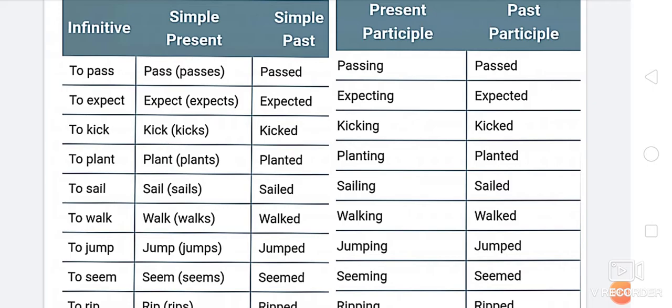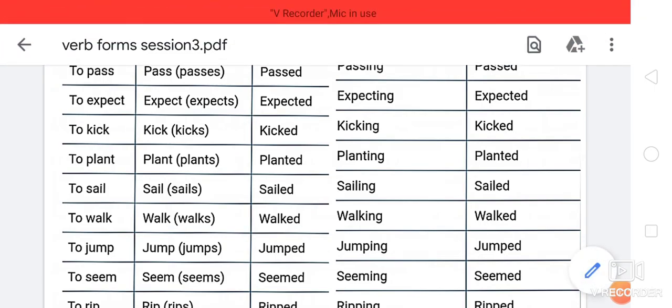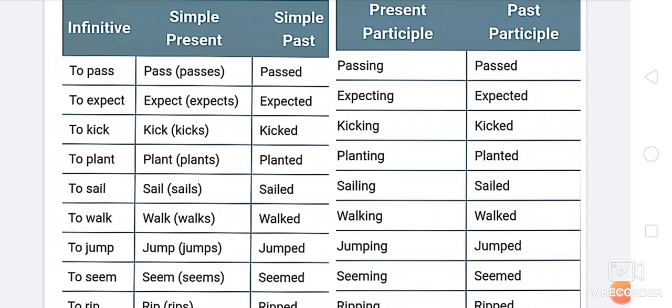The first form of verb is the base form or infinitive form. The second form, V2, is simple present. We have V3, that is simple past. Then we have V4, that is present participle, and V5, which is past participle. Depending upon the tenses, we have to use these different forms of verb.